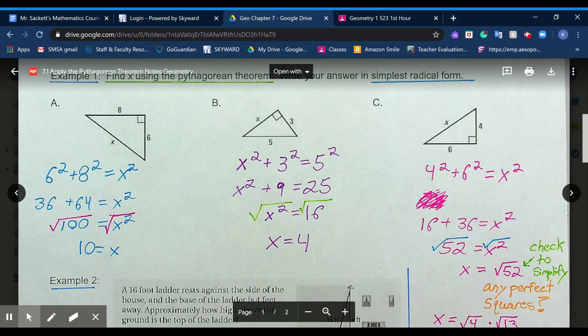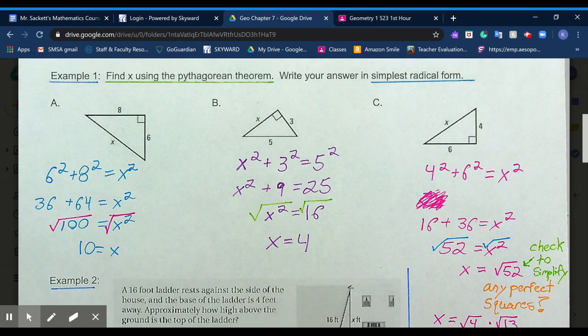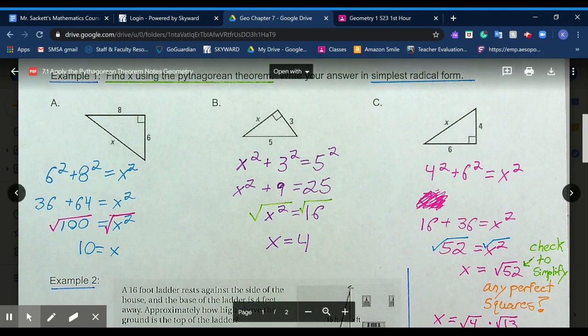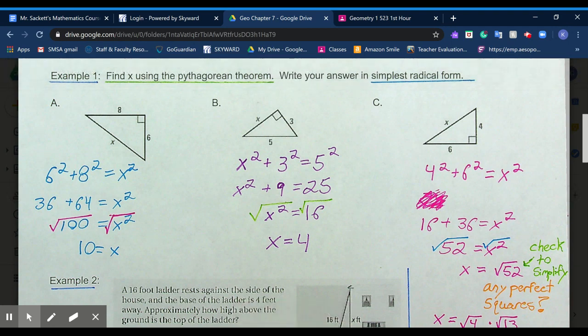In B, we have the hypotenuse and a leg. We are trying to solve for the missing leg. So our setup for B would be taking our two sides squared, so x squared plus 3 squared equals our hypotenuse, 5 squared. The next step in our equation: x squared plus 9 equals 25. Then we want to start to solve for x. So subtract 9 from each side. x squared equals 16. Square root of both sides, and the square root of 16 is 4.